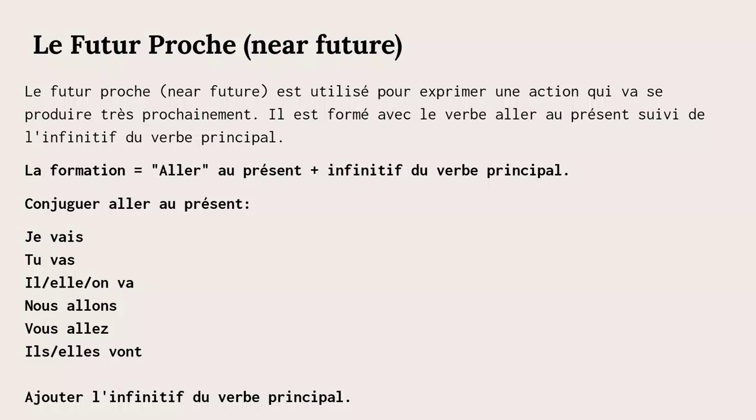Donc, le futur proche est utilisé pour exprimer une action qui va se produire très prochainement, qui va se dérouler très prochainement. Il est formé avec le verbe aller au présent, suivi de l'infinitif du verbe principal. So this tense is formed the same way in English too, using the verb aller in the present tense and the main verb in the infinitive, because you can't have two conjugated tenses in a sentence.